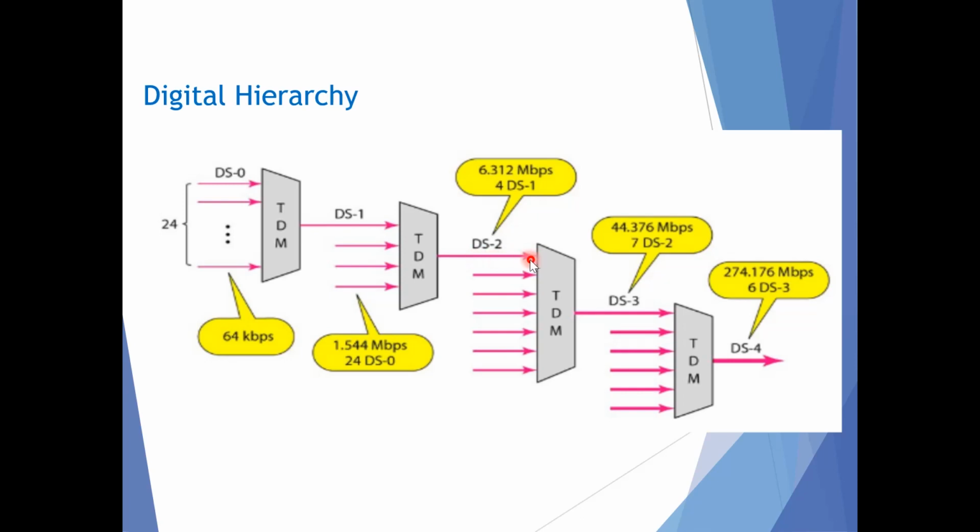The output of the second one: 7 such DS2 signals will be applied to the third level, and 6 DS3 signals will be applied to the last multiplexing. With this, you can find the rate, that is 274.17 Mbps here. So this is the multiplexing, that is time division multiplexing.